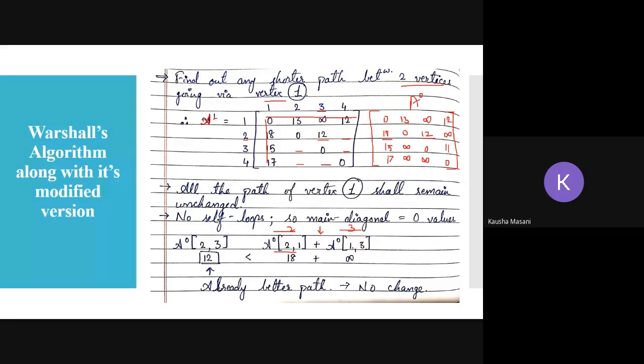So A0 of 1, 3. What is it? It is infinity. So 18 plus infinity is infinity again. And 12 is less than infinity, so it is already a better path. You are not going to change anything. In this matrix A of 1, you are going to write 12. Are you guys getting it?